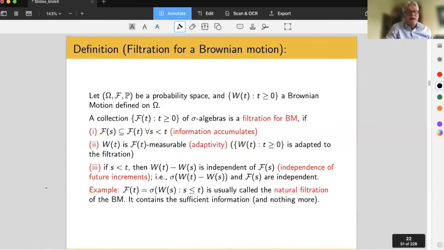And as an example, F_t, the sigma algebra of W_s where s is less or equal to t, is usually called the natural filtration of the Brownian motion. It contains the sufficient information and nothing more. Therefore, the filtration is equal to the sigma algebra.